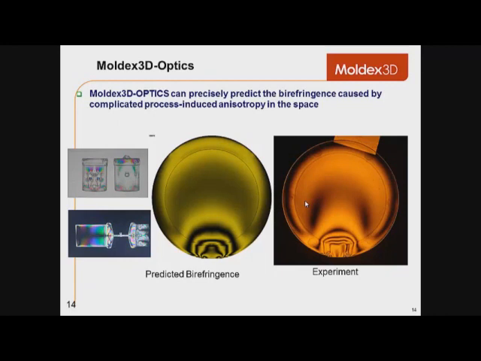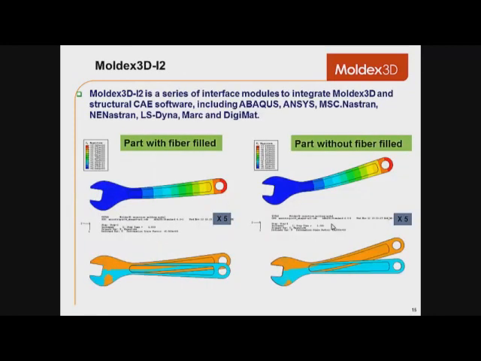Moldex 3D can also precisely predict the birefringence caused by complicated process-induced anisotropy in the cavity. In the pictures below, we can see the predicted birefringence as determined by our solver, and over here the actual birefringence as determined by an experiment.